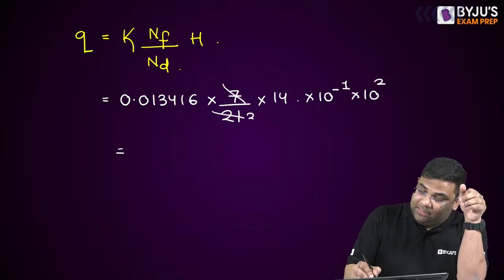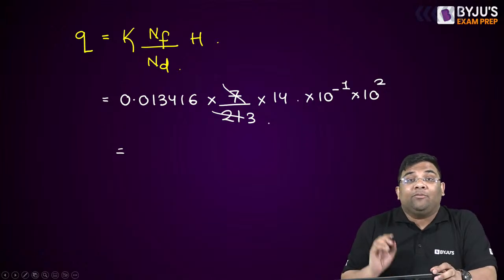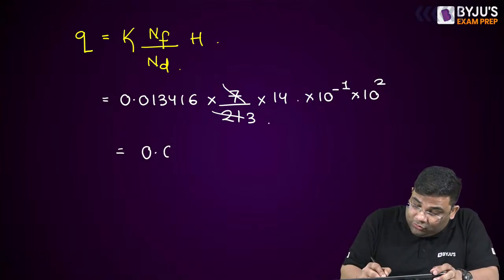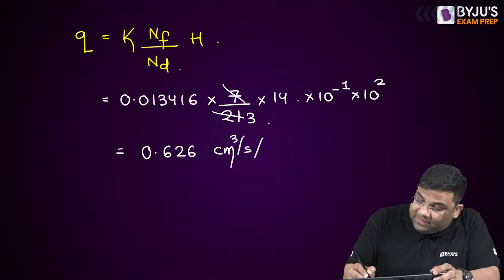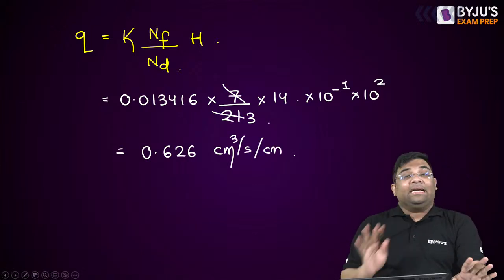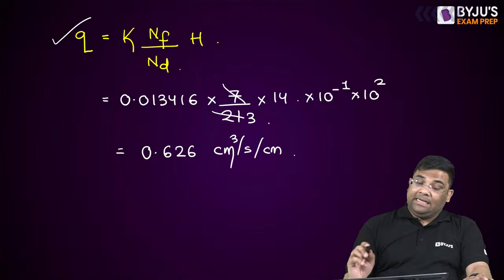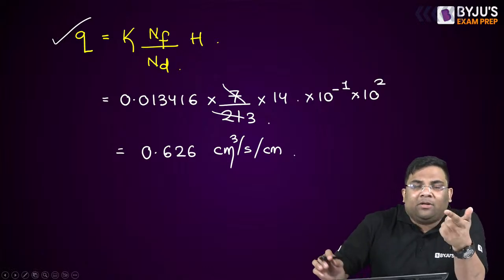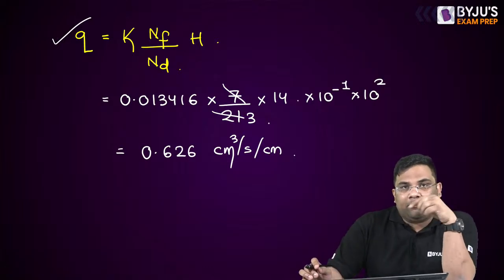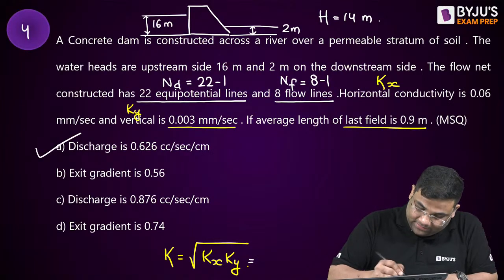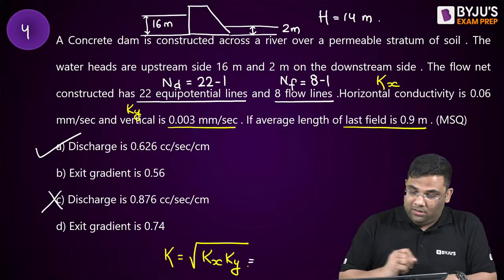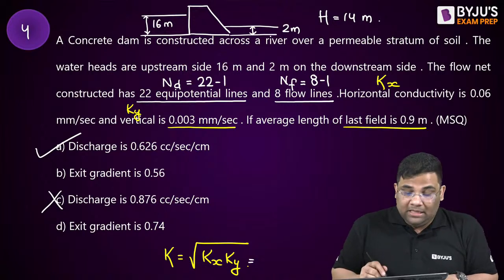Tell me how much you are getting. The discharge, how much are you getting? You might be getting 0.626 centimeter cube per second per centimeter. Is everybody getting this answer? Discharge is always per centimeter or per meter, because you are finding per unit width of the dam. So the first answer is correct. If that one is correct, this one is wrong. Now the exit gradient.